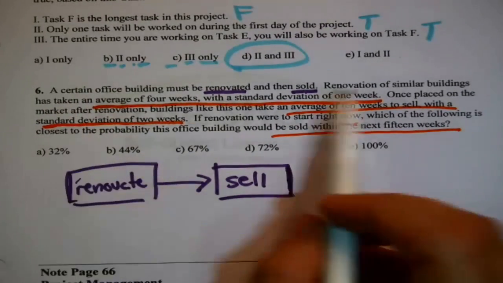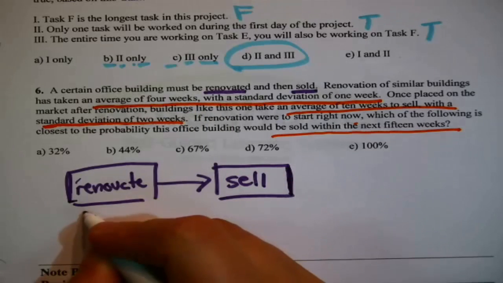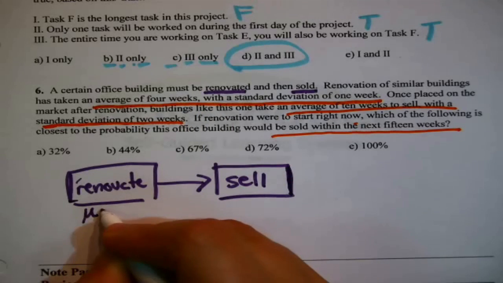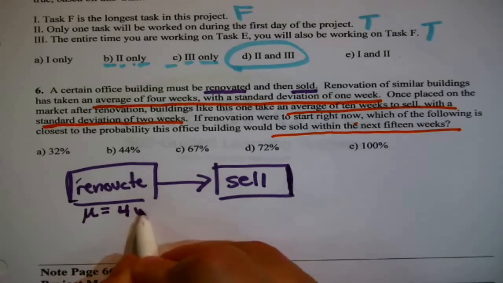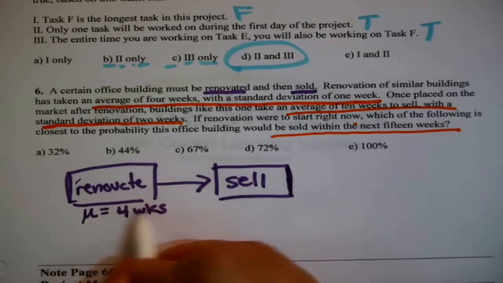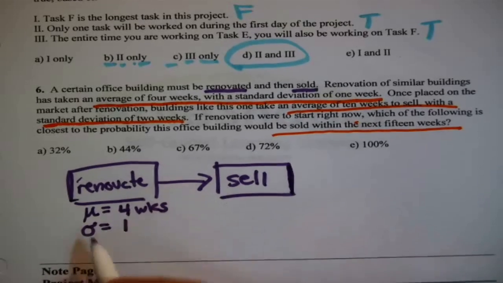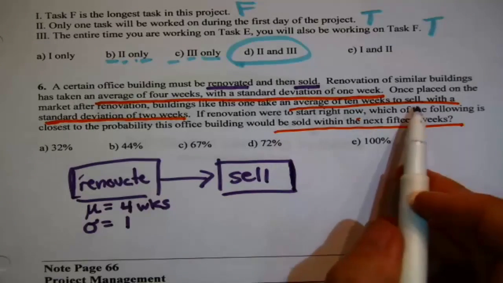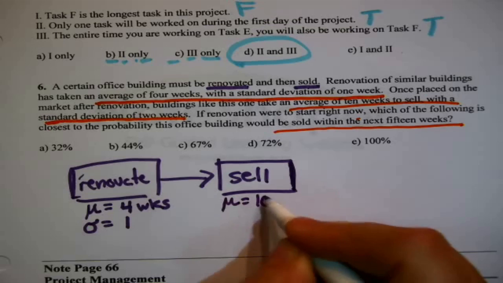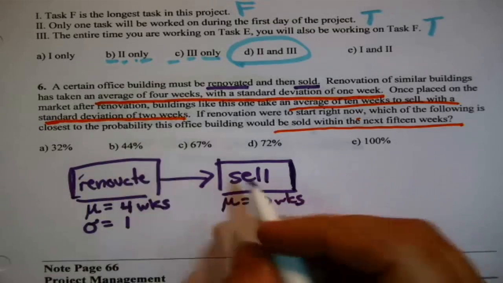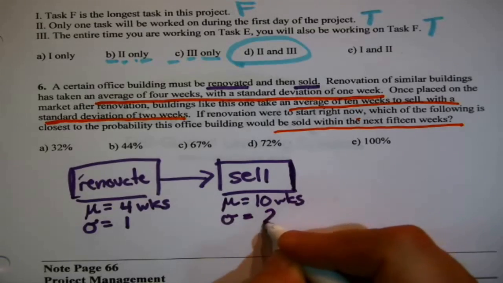Oh, all right. Now, notice this. Renovation of similar buildings has taken an average of 4 weeks. That's essentially the expected time. I'm just going to write a little mu there because I'm lazy, one symbol for an average. But generally, you expect the average is 4 weeks. I might as well jot down that other piece of information I was given. The standard deviation is 1 week. And then selling, what does it say about selling? An average of 10 weeks and a standard deviation of 2.